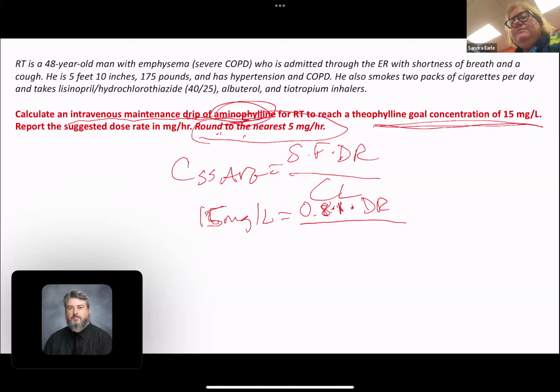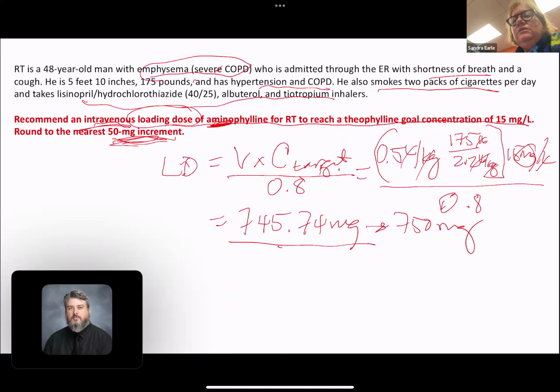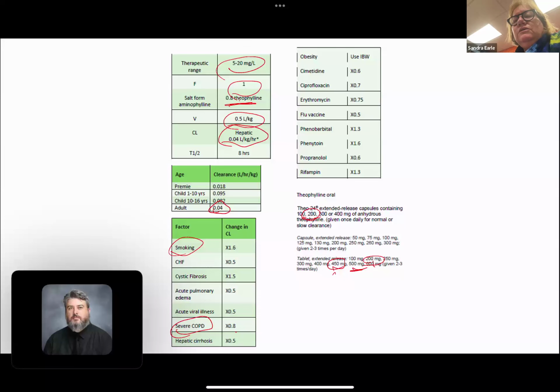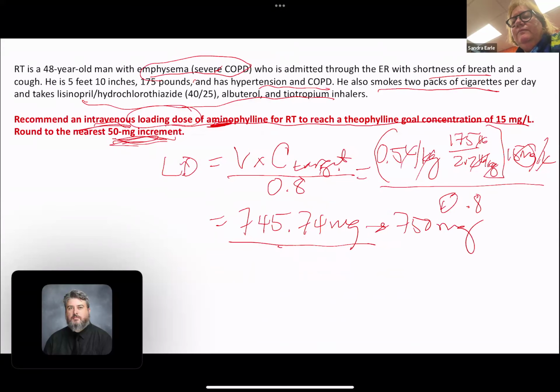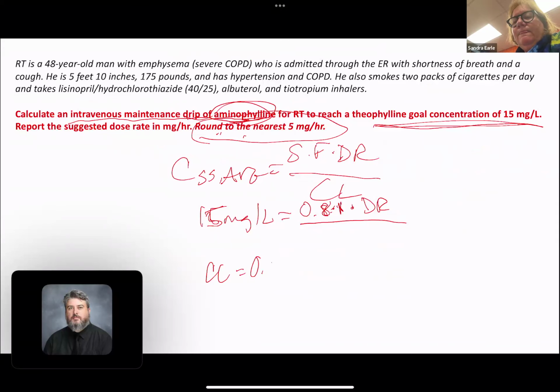We haven't had to figure out this patient's clearance yet, right? So clearance for him is going to be, again, he's an adult, so we're going to use 0.04 liters per hour per kilogram, times, I forget, we didn't actually calculate the kilograms, did we? We said 175 divided by 2.2.